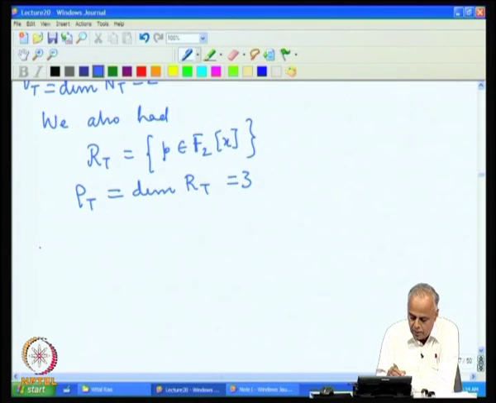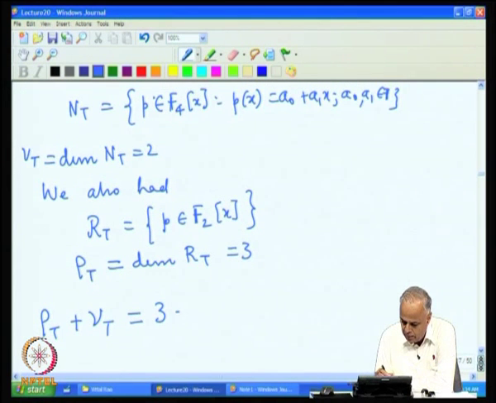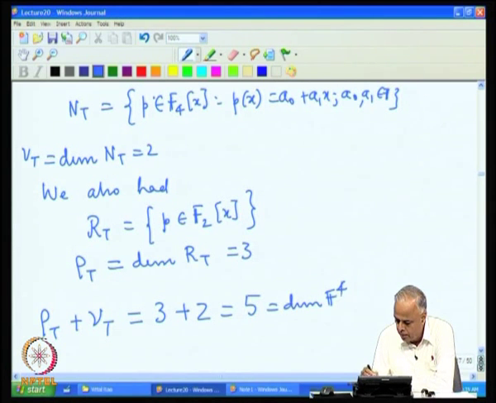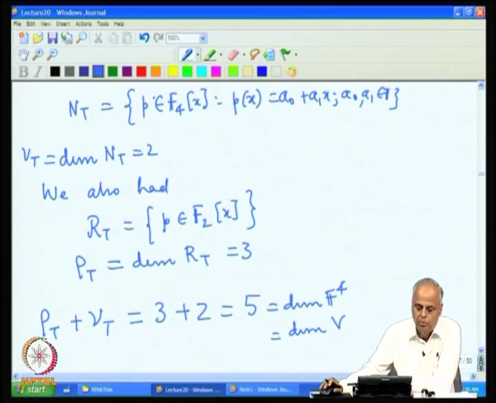and there are 3 of them, and therefore, the dimension is 3. Consequently, we get rho T, the rank of T, plus nu T, the nullity of T. We have rho of T is 3, we had nullity of T is 2. So, 3 plus 2, which is 5, which is the dimension of F4, and which is what the dimension of V is, because V in this case was F4. So, again we have rank plus nullity is equal to the dimension of V. This is a very important theorem which will be very useful in many of our proofs later.